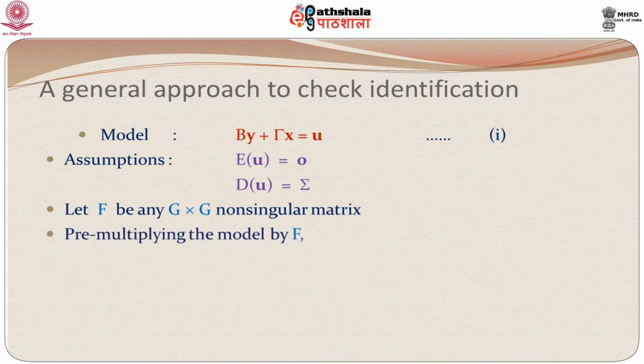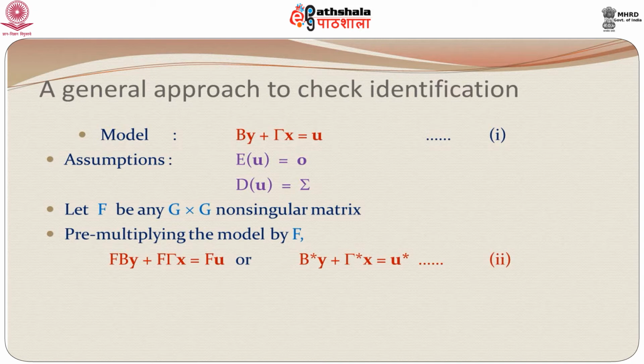We pre-multiply model 1 by F. So, we have F B y plus F gamma x is equal to F u, and we rewrite this as B star y plus gamma star x equal to u star, where B star is of course F B, gamma star is F gamma, and u star is F u. So, we have a second model just by making a non-singular pre-multiplication of the original model.